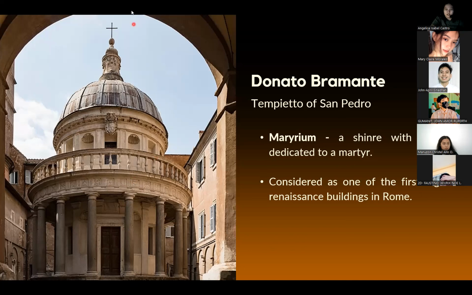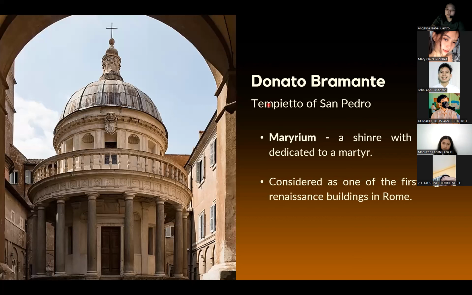Someone wants to say something in the chat. Ma'am, para po kakaiba, sabi ni Rodney. Rodney, is this about the circular plan? Is this about the question for the circular plan? If yes, then actually yes, they wanted to be different, but they also wanted to bring back the Greco-Roman era, which they saw as their golden age. And they wanted to bring it back.